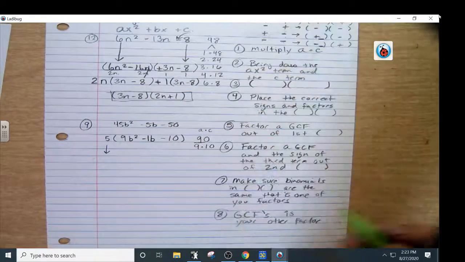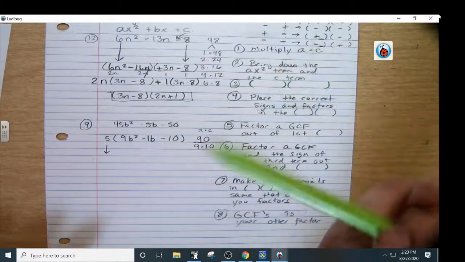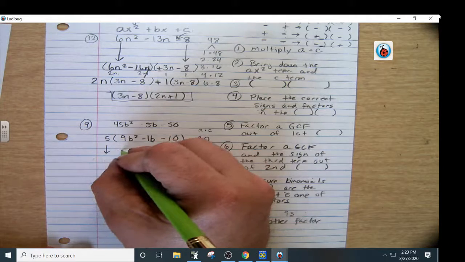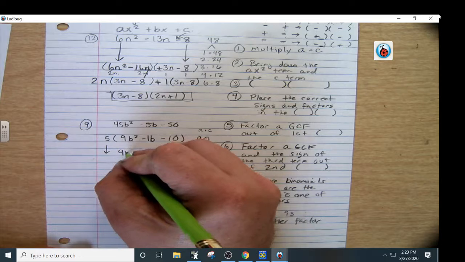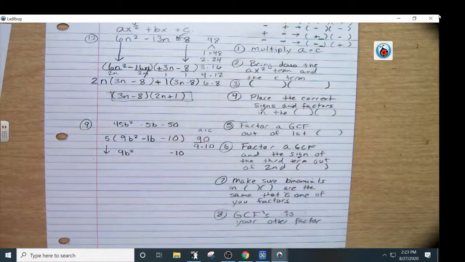All right, now, bring down the A squared term and the C term. So what I'm going to do is bring this down. 9b squared, negative 10. Okay? Make sure you bring the sign with both terms. All right?